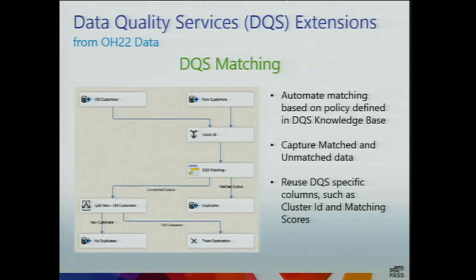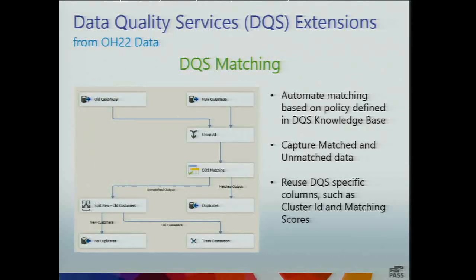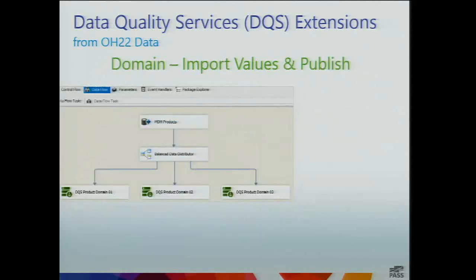And finally, it reuses all the DQS-specific columns. So if you're familiar with the DQS flows and the way you deal with the different metadata columns, this transformation works right in there. They also created another task that lets you bulk load domain values into a DQS domain.